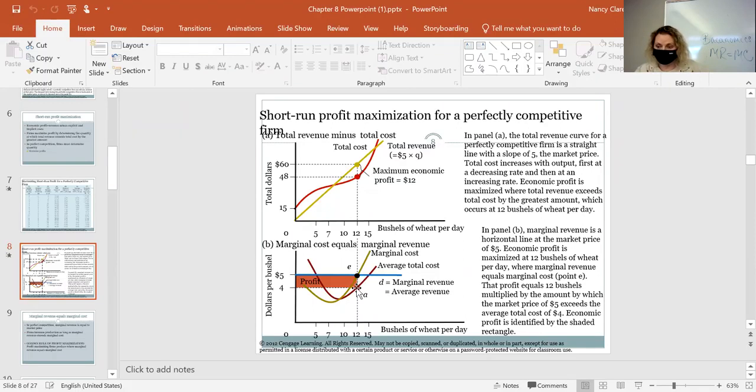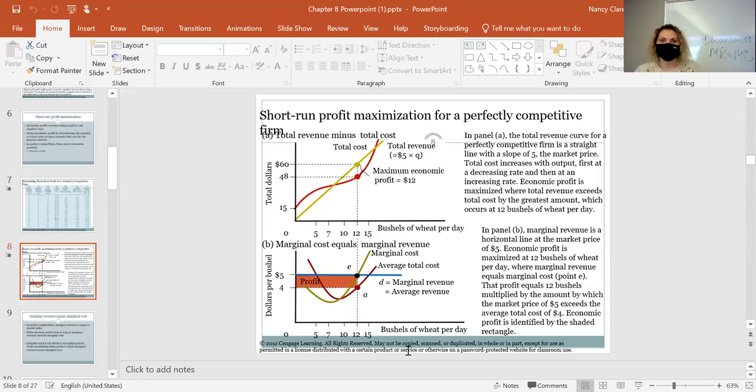That's a good sign. My price is greater than my ATC. That's a good thing. My revenue is greater than my cost, okay? I go down, and then I can find my average total cost per unit at 12 units. I now know I get $5 on average per unit, and the cost associated on average is $4 per unit. The difference is $1 per unit in profit. That's how much I'm making. Times 12 units gives me $12 in total profit.